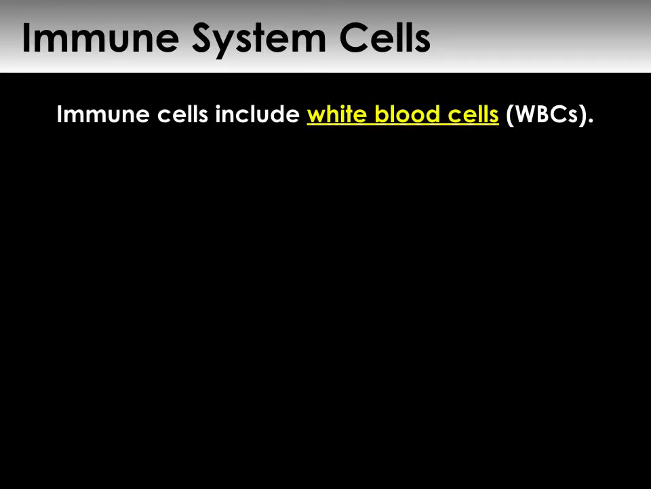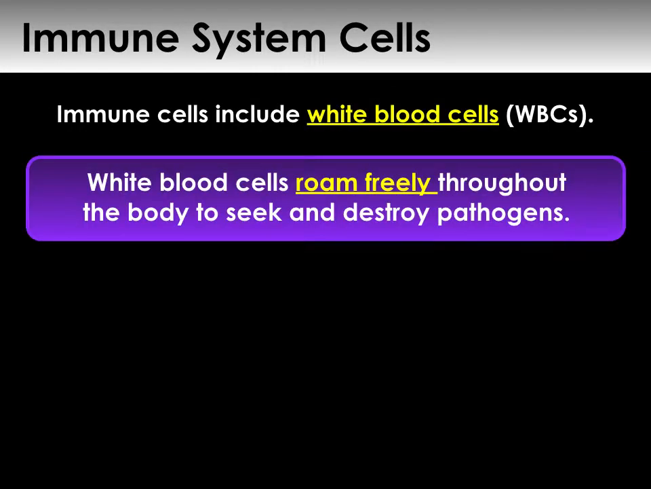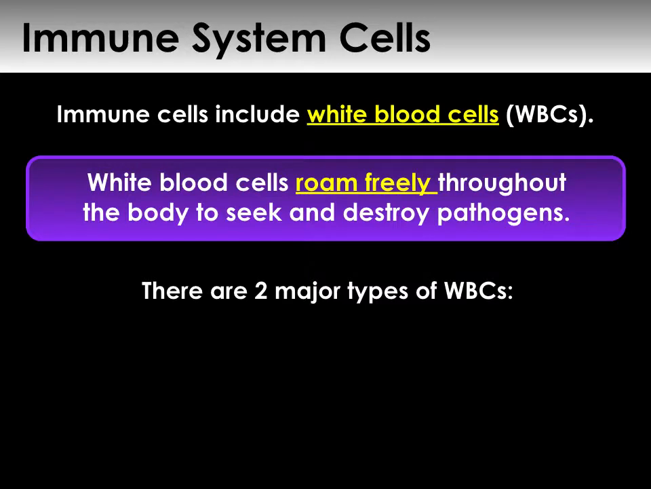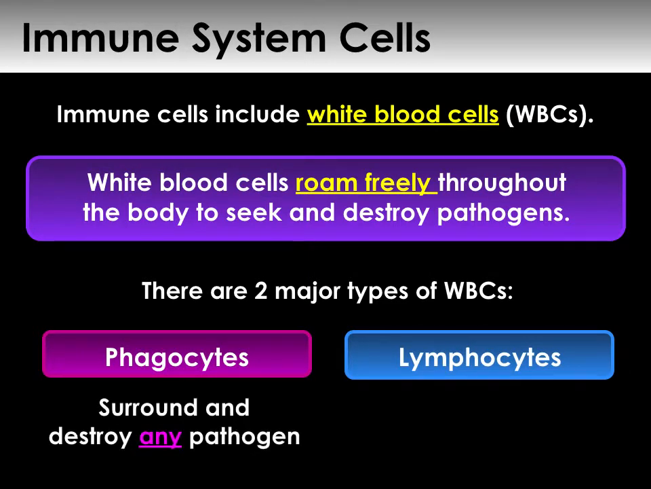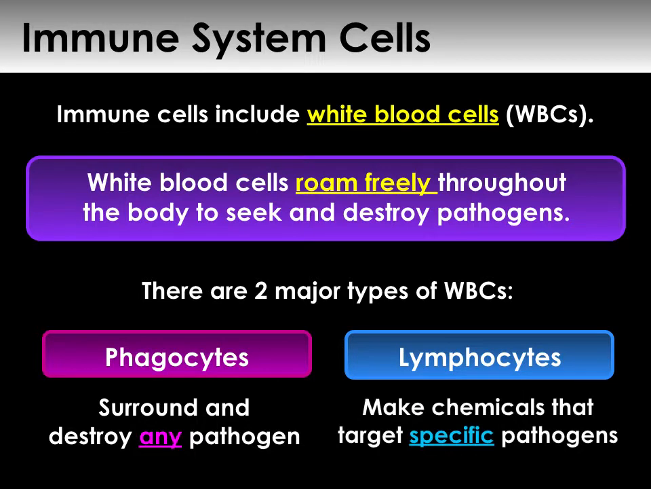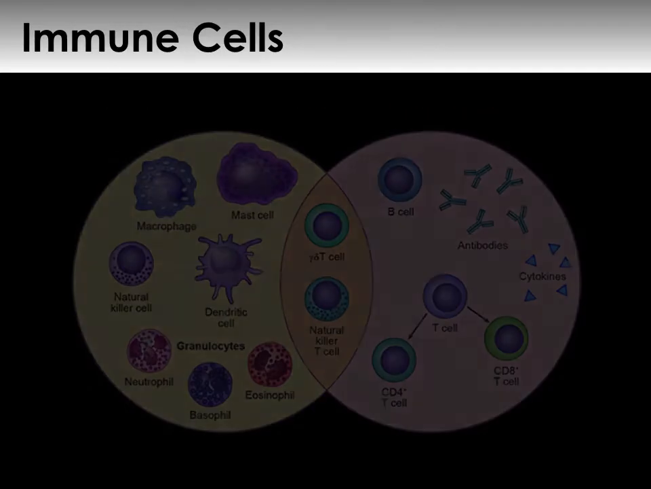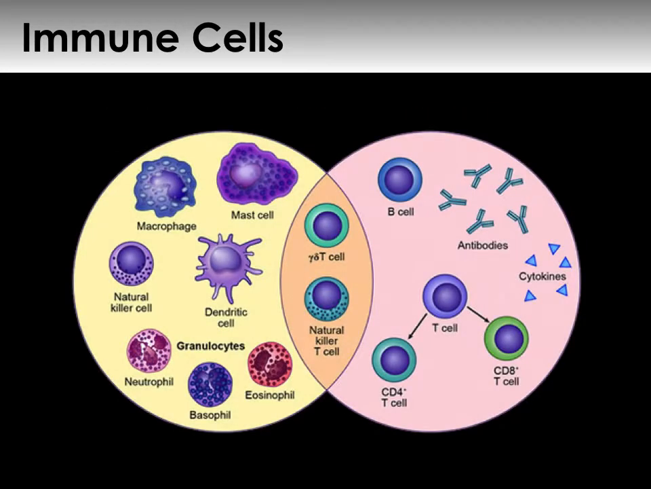Immune system cells include white blood cells. White blood cells roam freely throughout the body, and their job is to find and destroy pathogens. There are 2 major types of white blood cells, phagocytes and lymphocytes. Phagocytes surround and destroy any pathogen, and lymphocytes make chemicals that target specific pathogens. You can see a further breakdown of the different types of immune cells here.